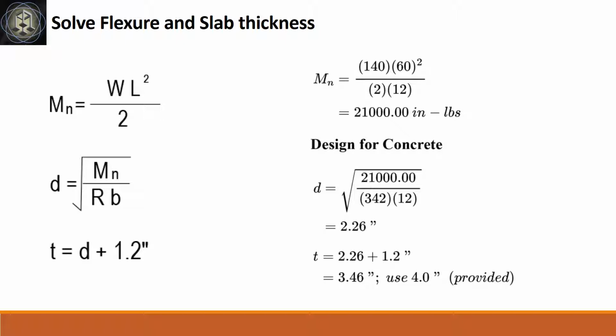With a total load of 140 pounds per foot and 5 feet span, the moment is 21,000 inch-pounds. The effective depth is 2.26 inches and total depth of 3.46 inches. Use 4 inches as minimum.